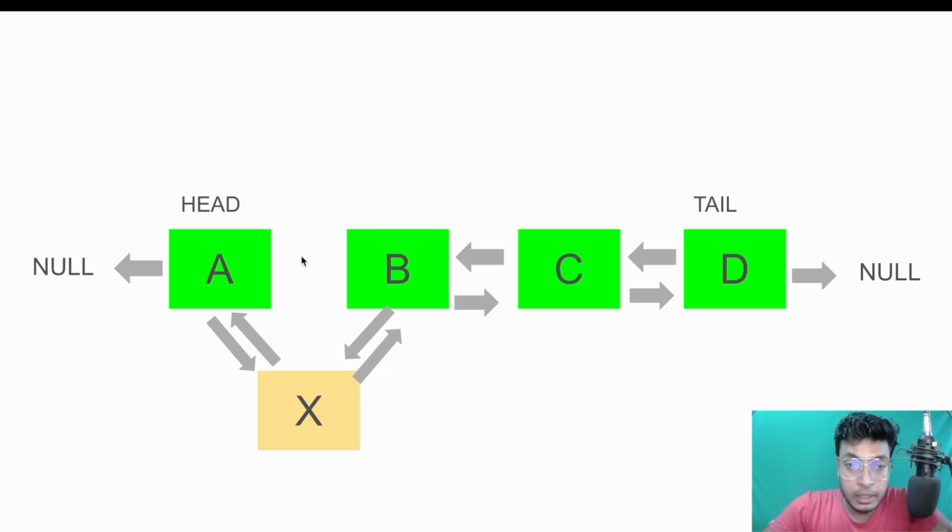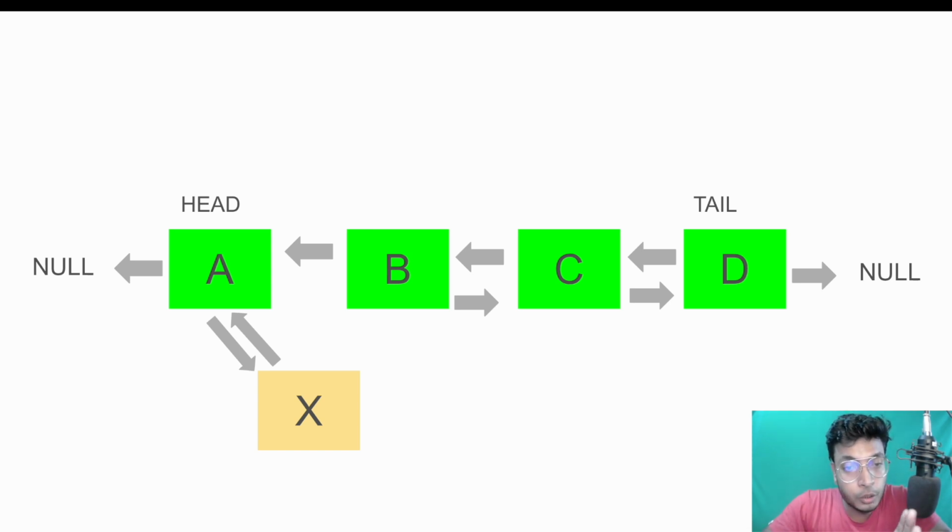Let's say we want to remove this node. We simply have to break this connection: X dot next, we will make it null. Earlier it was B. Now B dot previous, earlier it was stored as X, so we are going to remove that connection as well. Then B dot previous we are going to make A. Earlier B dot previous was X, now we are going to point B dot previous to A. So this is going to be our new previous node.